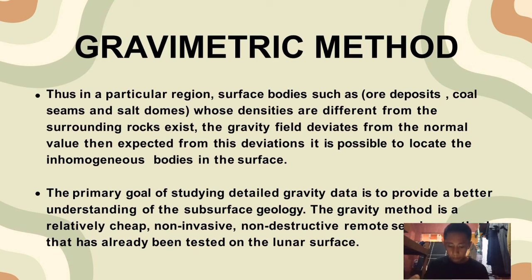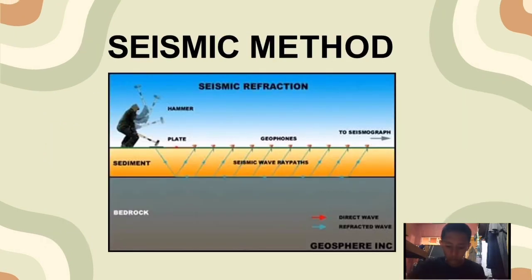The primary goal of studying detailed gravity data is to provide a better understanding of the surface geology. The gravity method is a relatively cheap, non-invasive, non-destructive remote sensing method that has already been tested on the lunar surface. Precipitation gravimetric analysis shares two important attributes.